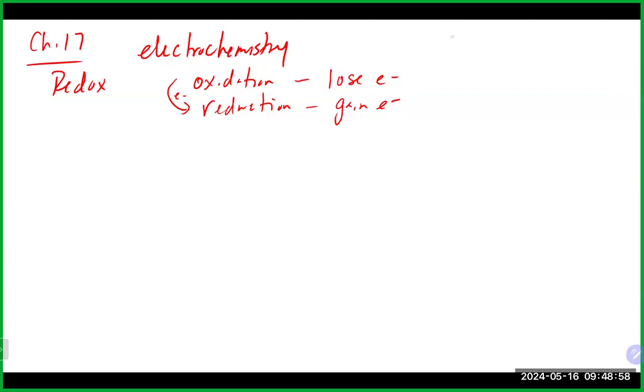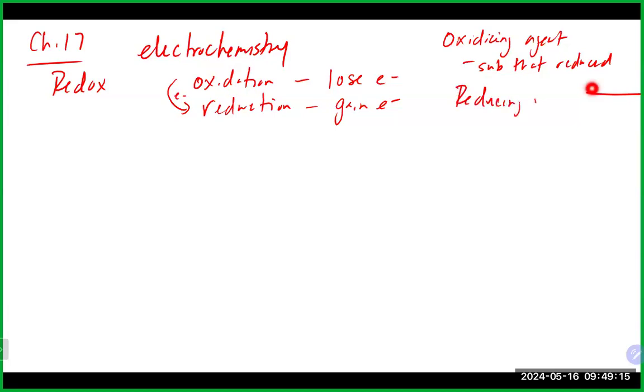We also have our oxidizing agent, and that is the substance that gets reduced. We also have our reducing agent, and that is a substance that gets oxidized. And again, they're called that because they do cause the opposite effect in the other substance.